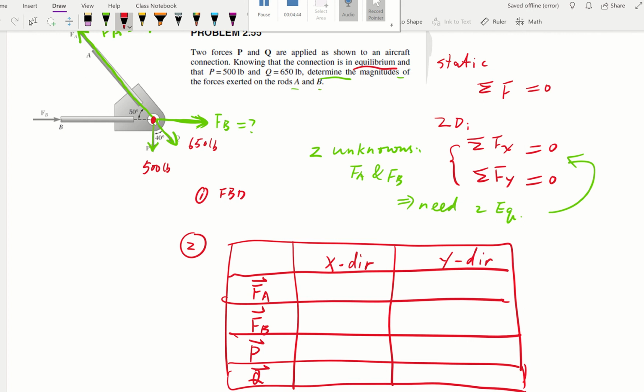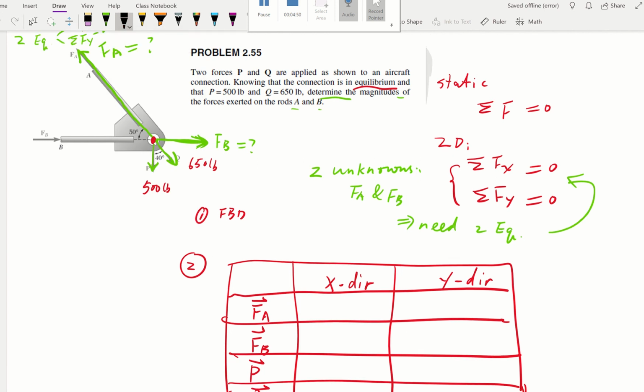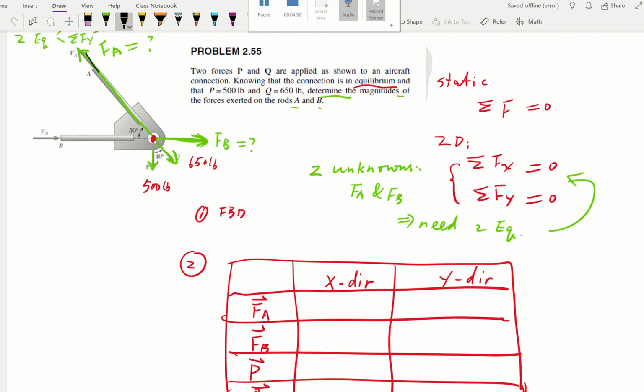Then we're going to decompose each one into an x component and a y component. So now let's take a look at FA first. FA is this force right here. We're going to decompose it into the x direction and the y direction. So we can isolate that FA. When we decompose, we'll have the x component. We're going to use rectangular components.